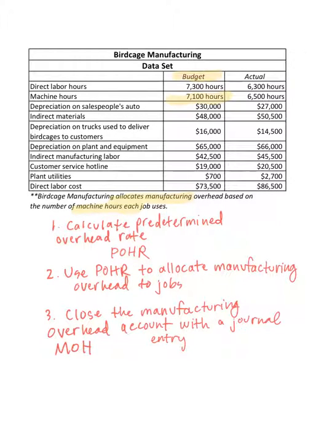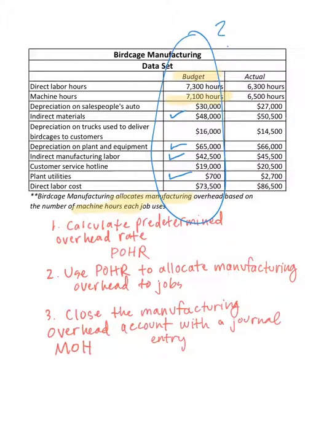The other item I need is the total estimated overhead. Do you see any number in this budgeted column that says total estimated overhead? No, there isn't one. That means we need to calculate it by identifying each component of overhead and adding them up to get the total budgeted amount. So if we look down at our dollar amounts, we're looking for items that would go in overhead, which would be indirect materials, depreciation on the plant, indirect labor, and plant utilities.